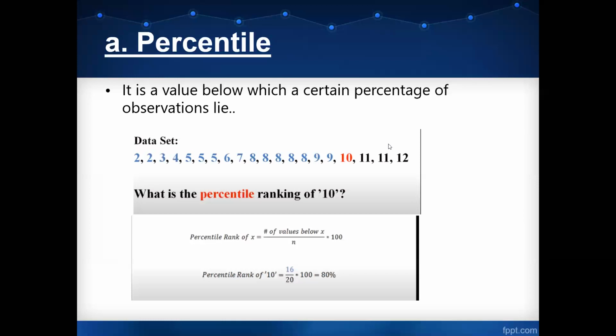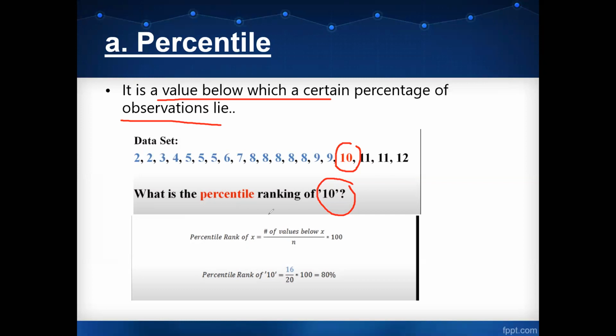So this is the percentile. When we say percentile, it is a value below which a certain percentage of observations lie. So let's try. We have the data set. The question is, what is the percentile ranking of 10? So this is the number 10. These are our numbers below 10. 1, 2, 3, 4, 5, 6, 7, 8, 9, 10, 11, 12, 13, 14, 15, 16. So there are 16 numbers before 10.